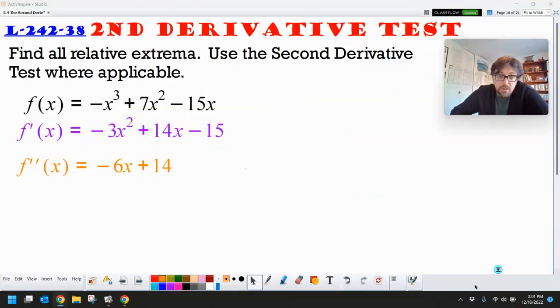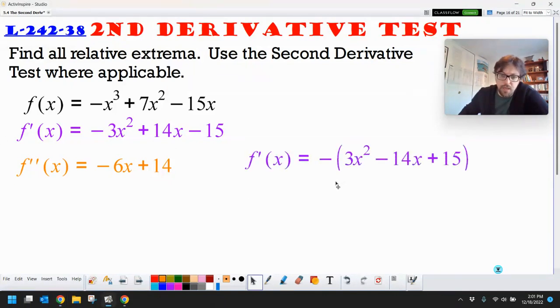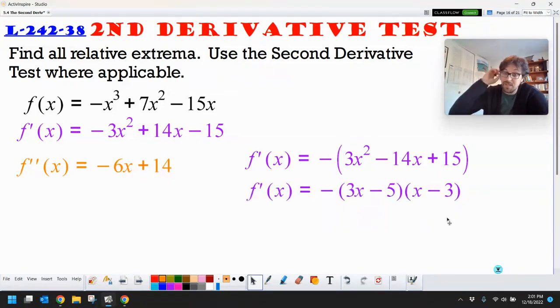In this example, we're going to try to use that second derivative test to determine what's going on with our extrema. So what I have done here is I've already found the first and second derivative, and I want to figure out what are those critical values for this function. So I factored this negative out, and then did a little bit more factoring so that I can find those two critical values.